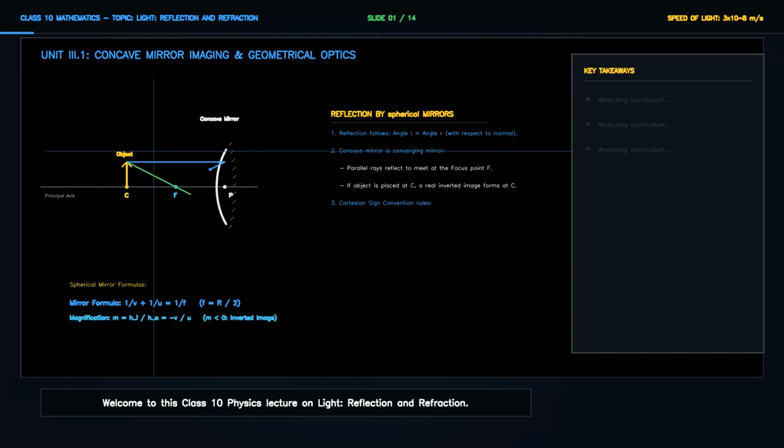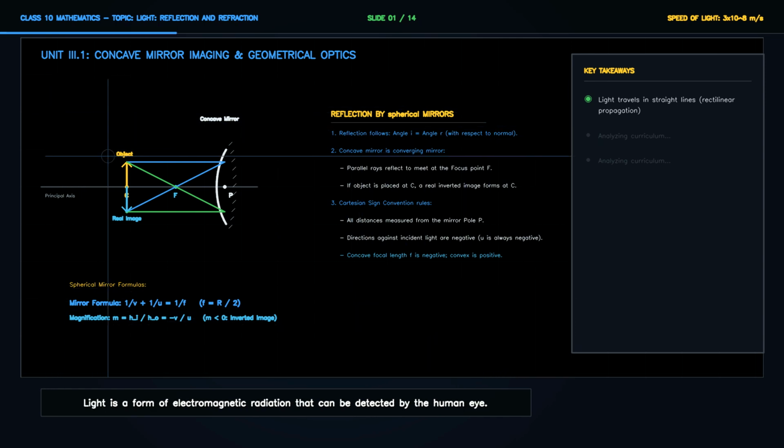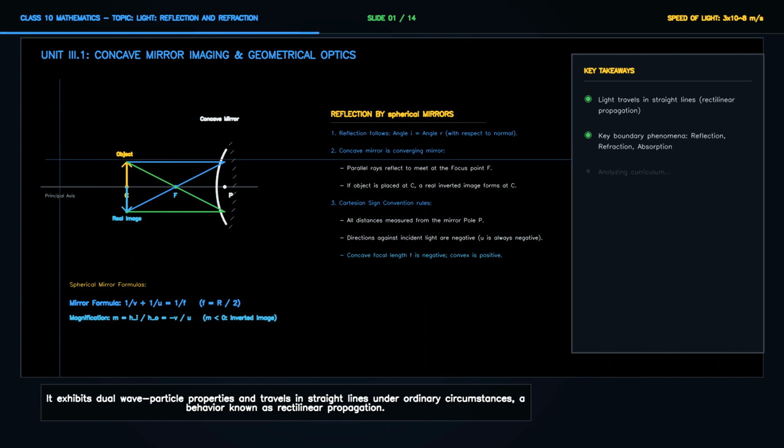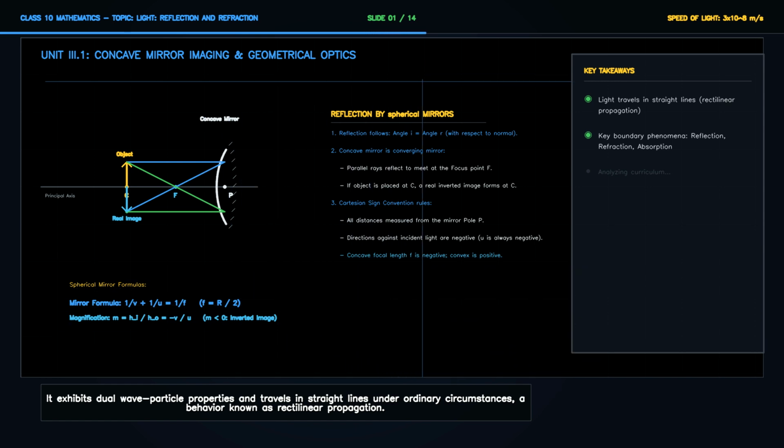Welcome to this Class 10 Physics lecture on light, reflection, and refraction. Light is a form of electromagnetic radiation that can be detected by the human eye. It exhibits dual wave-particle properties and travels in straight lines under ordinary circumstances, a behavior known as rectilinear propagation. When light strikes a surface, it can undergo reflection, refraction, or absorption.